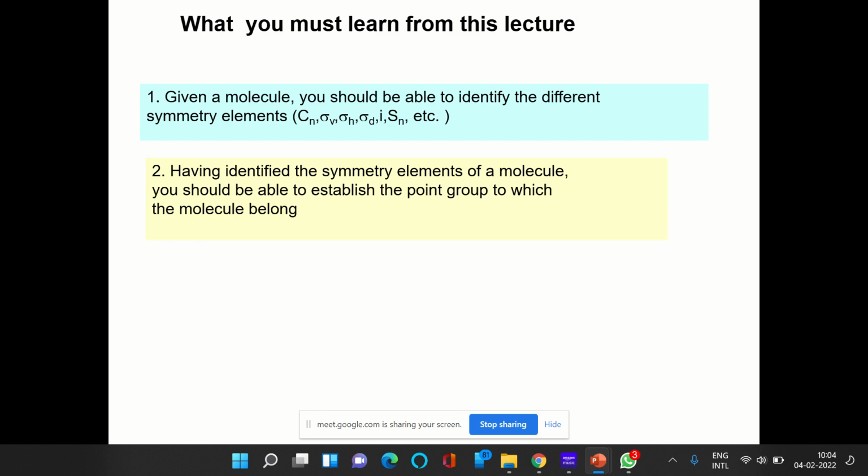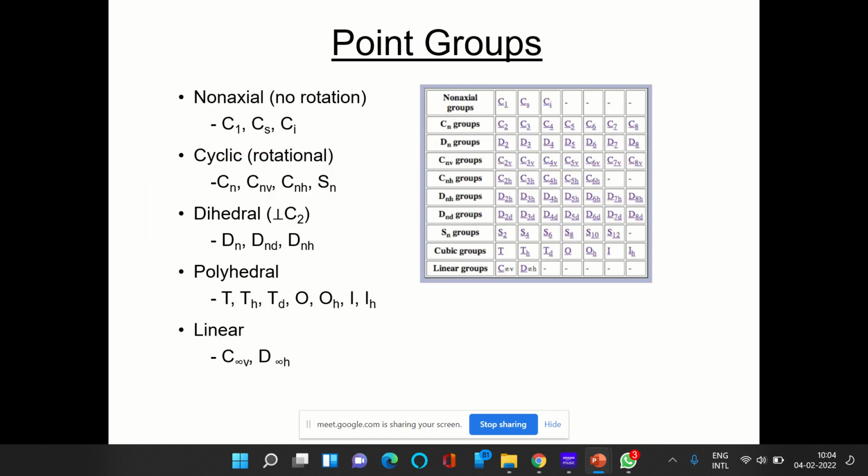So we have already discussed, in short, if I have to talk about point groups, these are the types: non-axial, cyclic, dihedral, polyhedral, and linear. Non-axial has the least number of symmetry elements. So C1 has nothing except the identity operation. Cs has only a plane, Ci has only an inversion center.